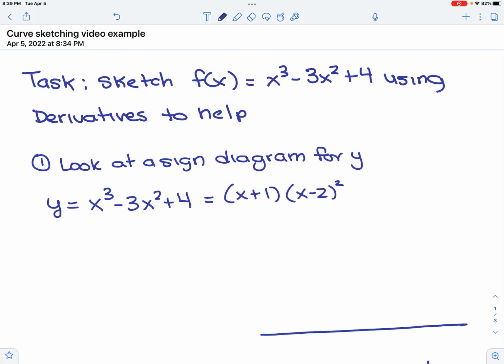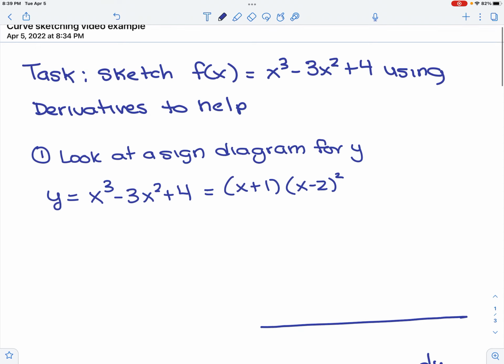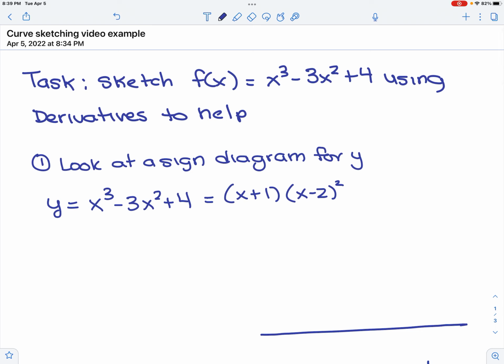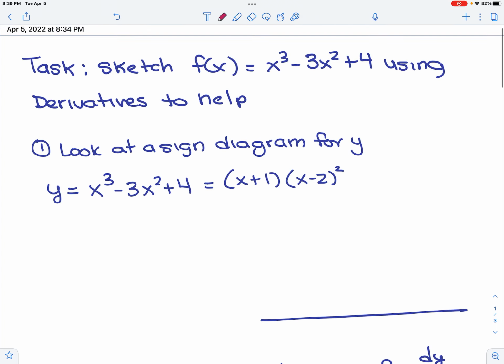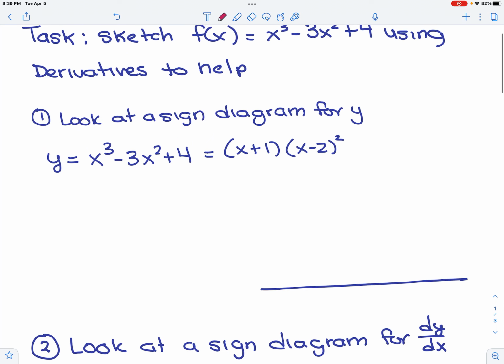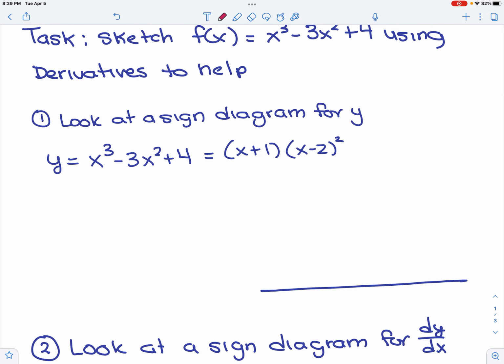Okay, we're going to take a look at trying to sketch this cubic using derivatives to help. This is a curve sketching example. We're trying to graph the cubic and we're going to use its derivatives to help us come up with characteristics of the graph. Let's start by looking at a sign diagram for y equals the cubic, which I have factored here to help make things a little easier.